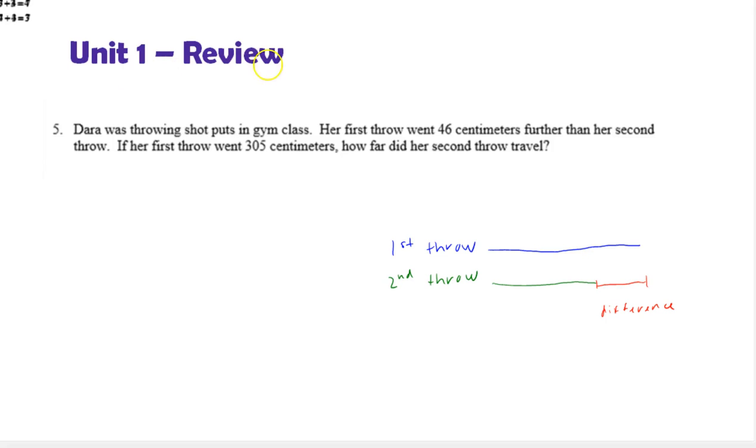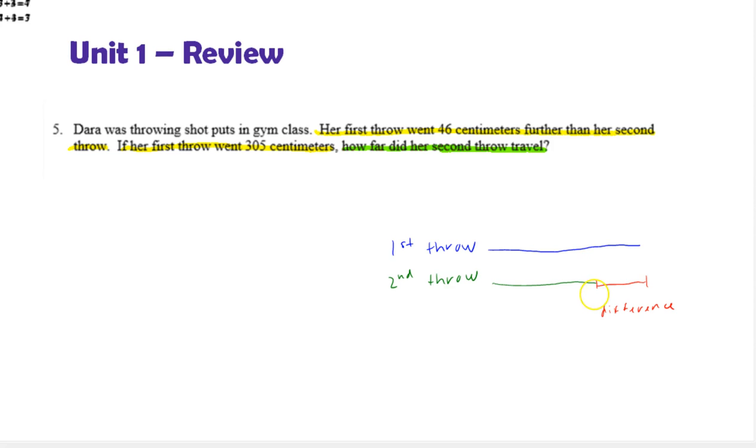Unit 1 Review, Question 5. So let's highlight our givens and our goal. Dara was throwing shot puts in gym class. Her first throw went 46 centimeters further than her second throw. If her first throw went 305 centimeters, I see the question coming, and that's our goal, so I'm going to highlight it in green. How far did her second throw travel?